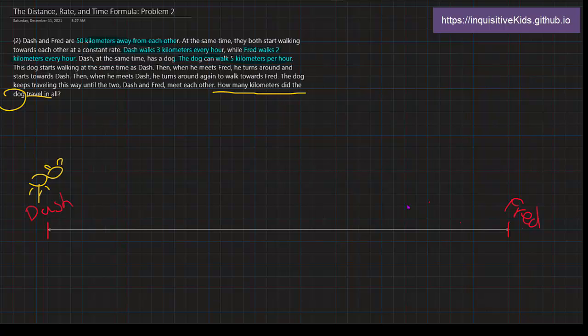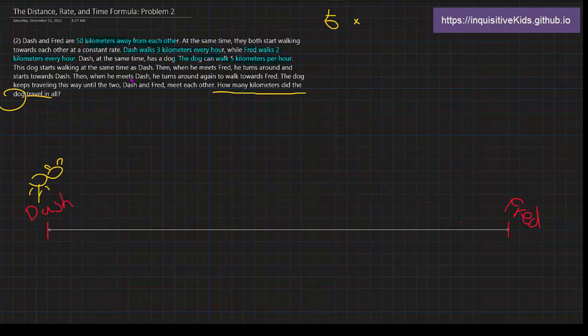Okay, so using the formulas we've learned before, the distance, rate, and time formula, and the total distance equals the total rate times time formula, how can we plug the values in? So we're trying to figure out the dog. How much did the dog travel in all? We do know that the dog travels 5 kilometers per hour, but we're not really sure about the time, are we?